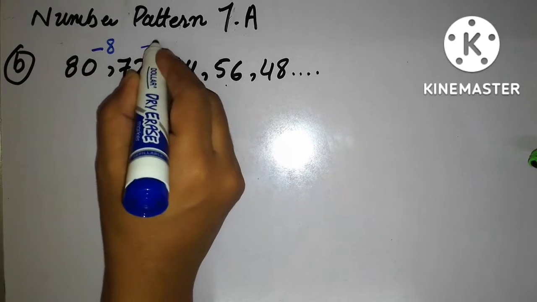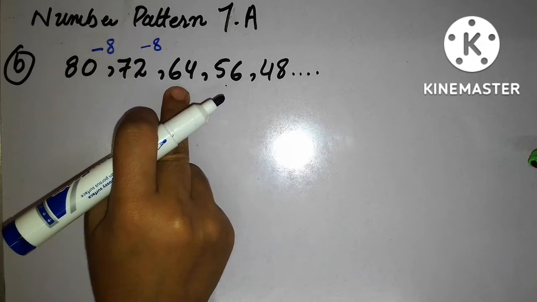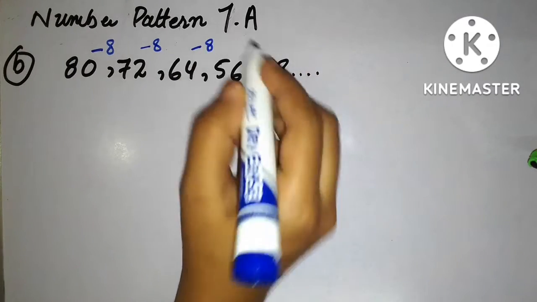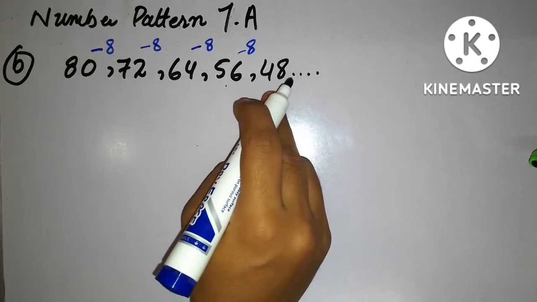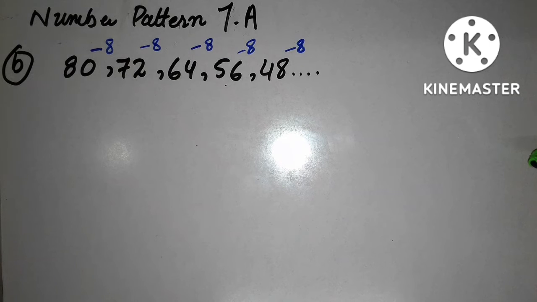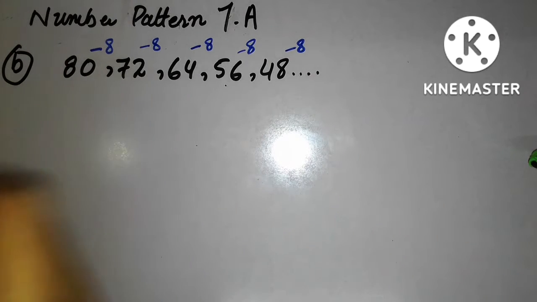Again I can check: 72 minus 8 will be 64. Again 64 minus 8 is 56. 56 minus 8 will be 48. It means we have to subtract 8 from 48 to get the next number. They are asking about the next number.